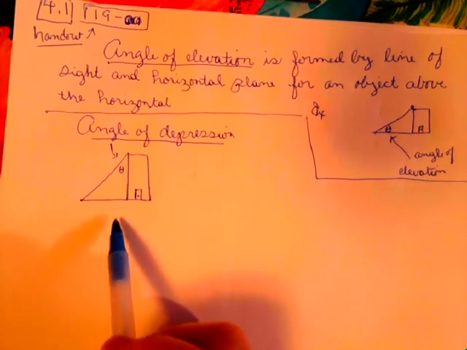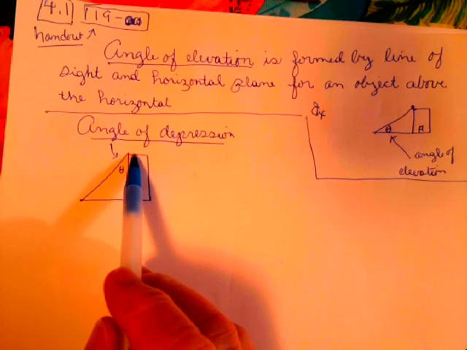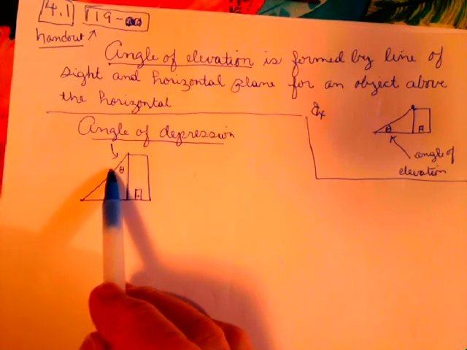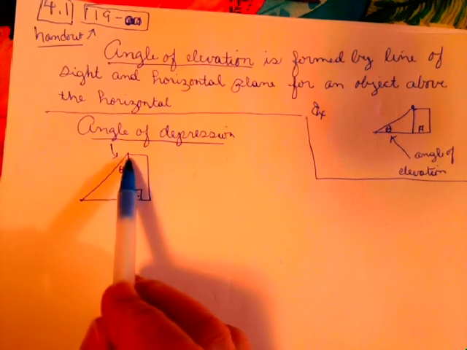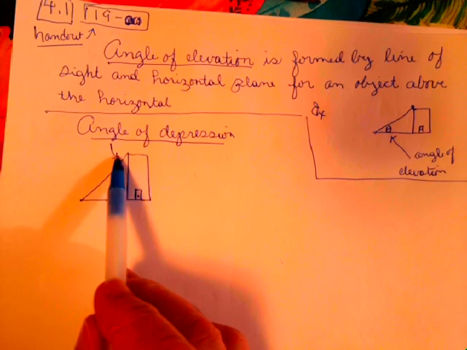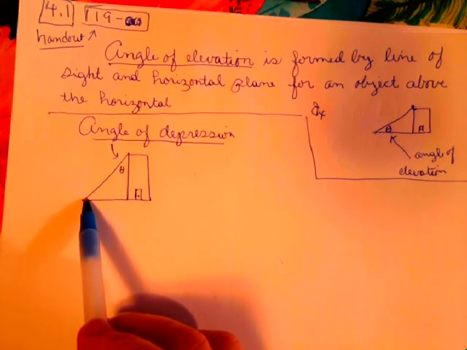If you're talking about angle of depression, it's like you're standing on top of the building and looking down at an object. The angle of depression is the angle made from the horizontal down to the object on the ground.